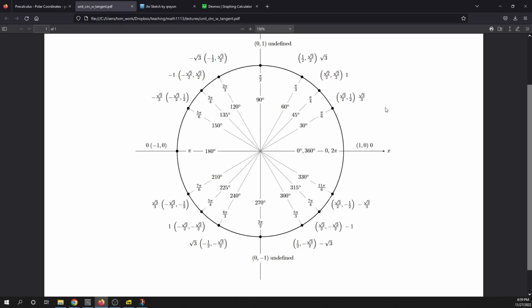One last thing is that if you get a value for the tangent that is not listed on the standard unit circle, then you would most likely have to use your calculator to figure out what the value is. But we'll go over that in a later video.